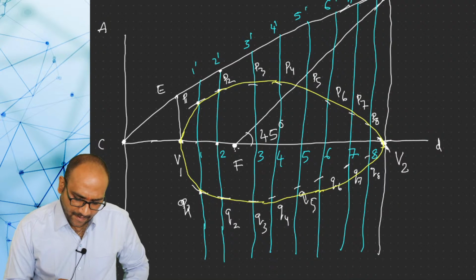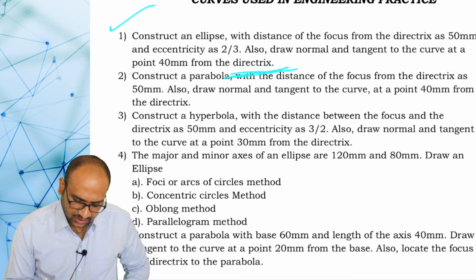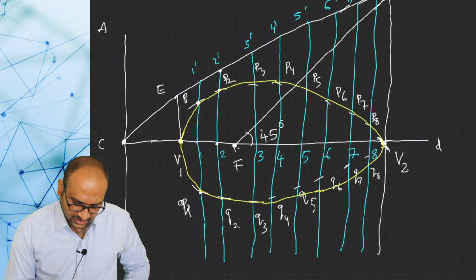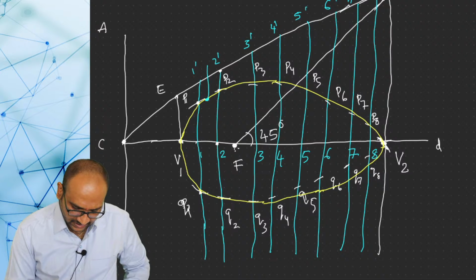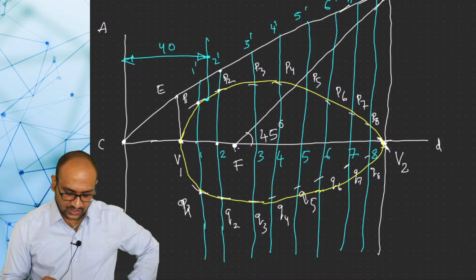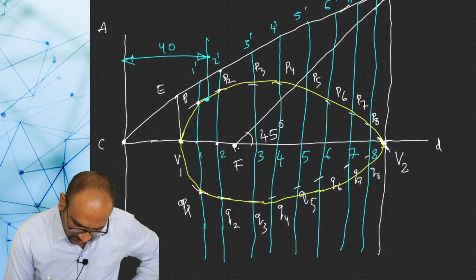Next, we have to draw the tangent and normal to the curve. In this question, they have asked to draw the tangent and normal at 40 mm from the directrix. So, with the help of a drafter, you measure the distance from the directrix to the curve as 40 mm. So, at this point, my distance from the directrix to the curve is 40 mm. You mark 40 mm.